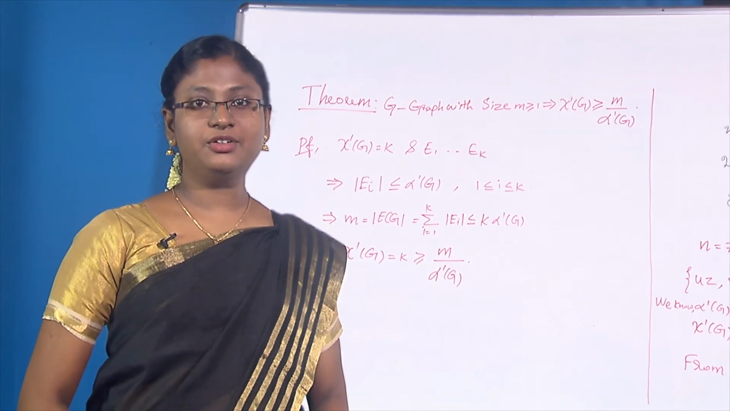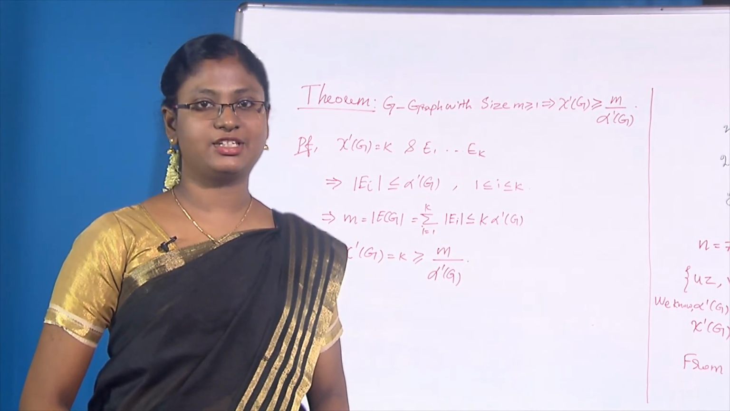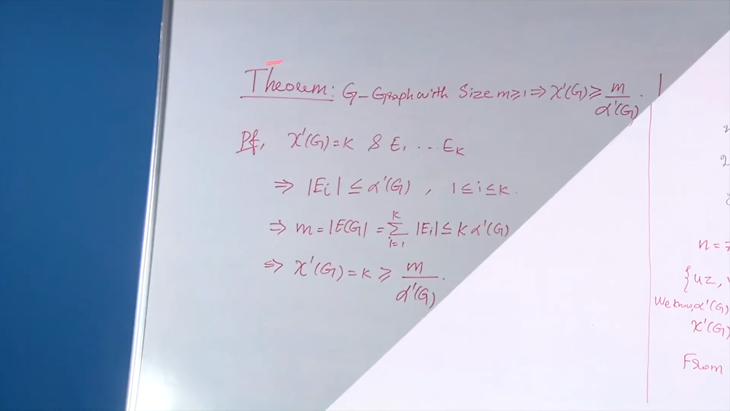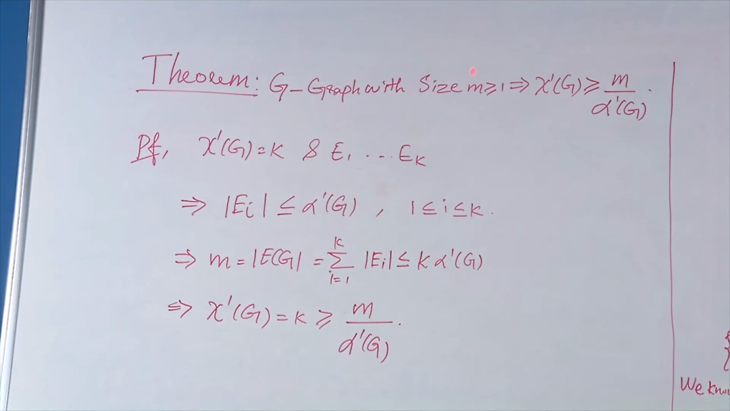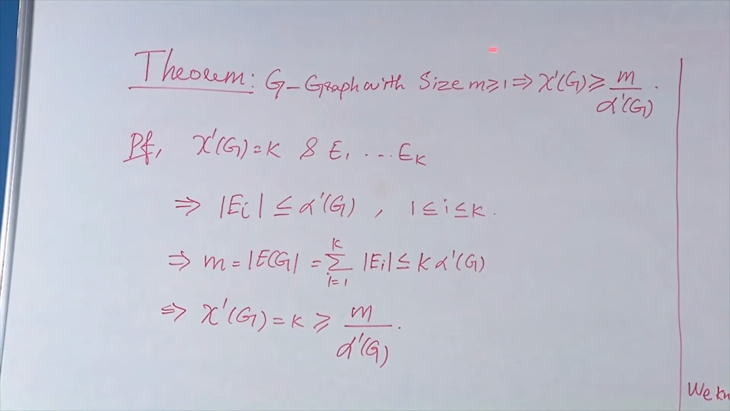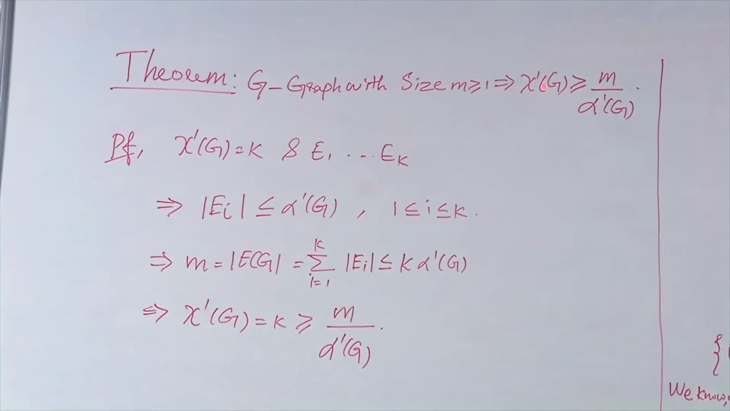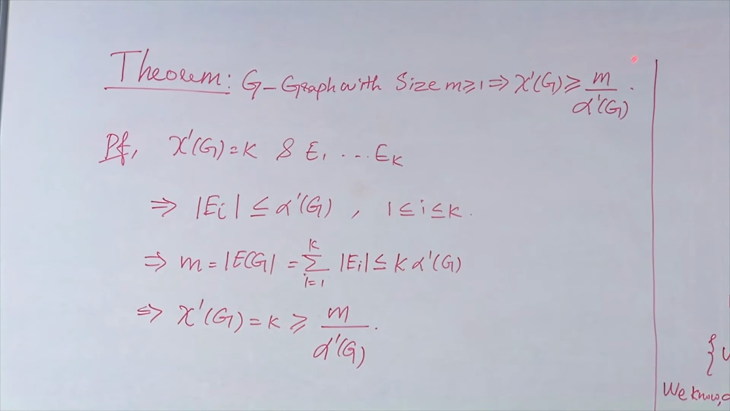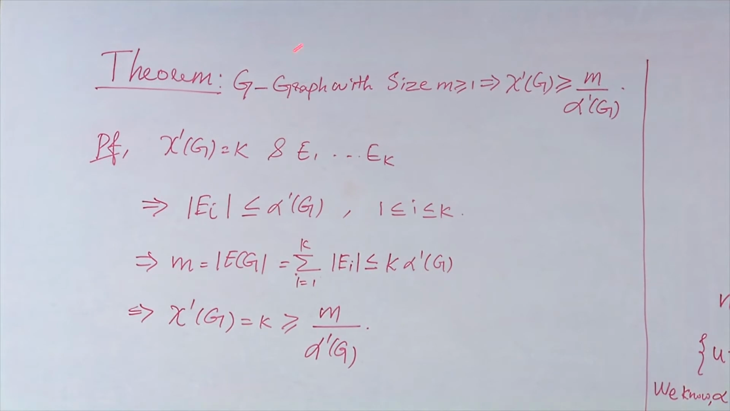Now, we are going to see a theorem that relates the chromatic index of a graph. So, look at the theorem. The theorem statement is, if G is a graph with size m greater than or equal to 1, we mean size by the number of edges, the number of edges denoted by m, that is greater than or equal to 1. Then chi dashed, that is the chromatic index, the chromatic number of the edge set of G, is greater than or equal to m divided by alpha dashed of G. This is what we are going to prove.